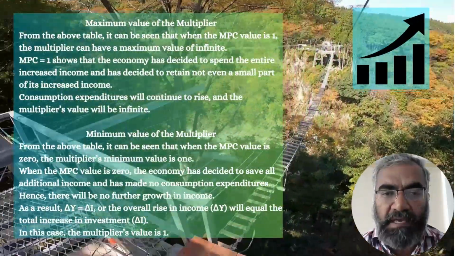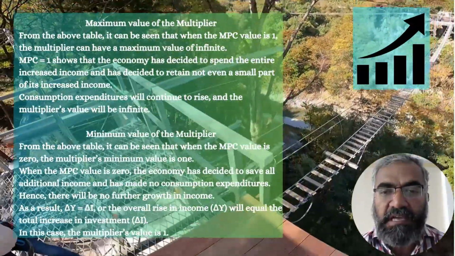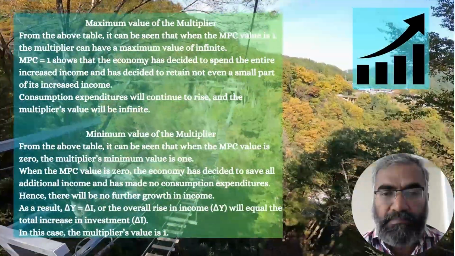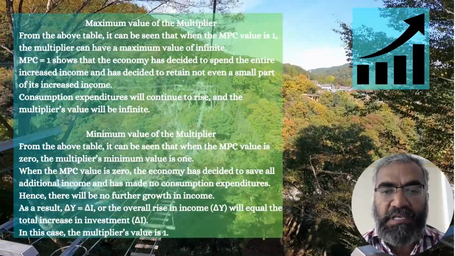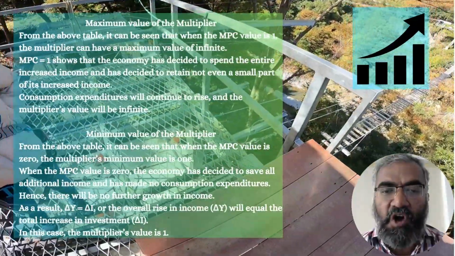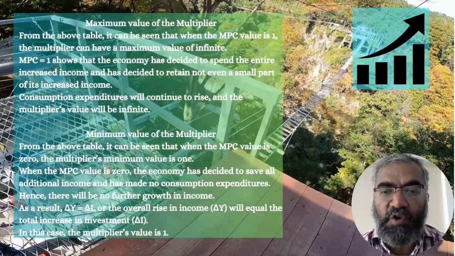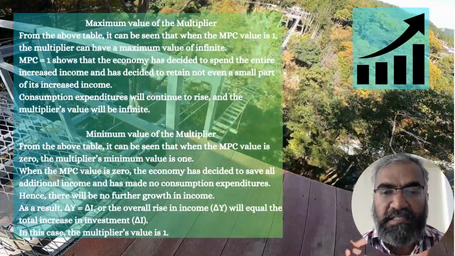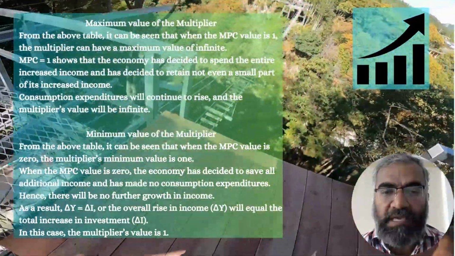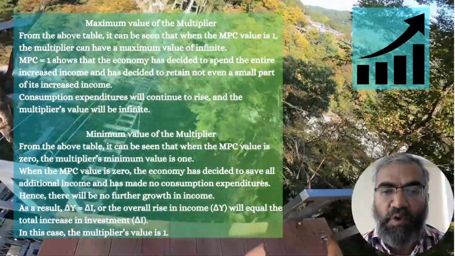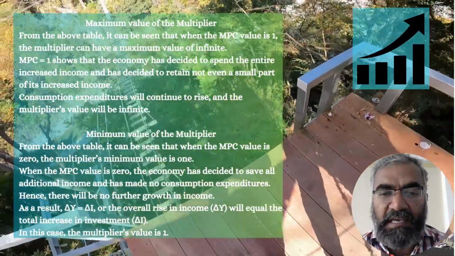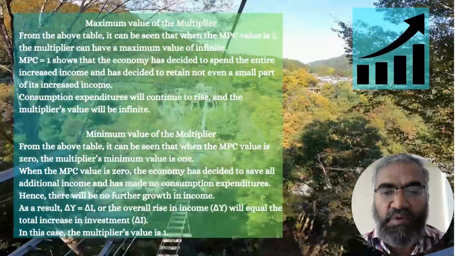Minimum value of the multiplier. From the above table, it can be seen that when the MPC value is 0, the multiplier's value is 1. That is, the multiplier's minimum value is 1. When the MPC value is 0, the economy has decided to save all the additional income and has made no consumption expenditures. Hence, there will be no further growth in income. As a result, delta Y is equal to delta I, or the overall rise in income delta Y will be equal to the total increase in investment delta I. In this case, the multiplier's value is 1.